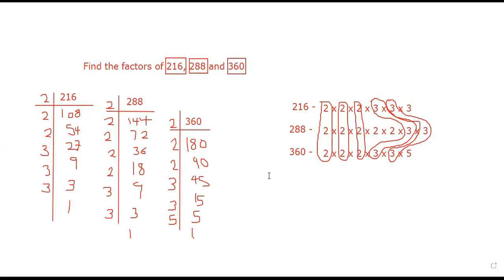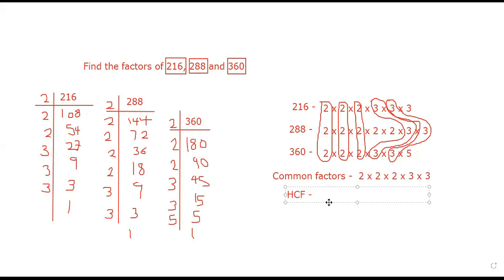So you're going to write them. Common factors. What are the common factors? Common factors are 2 times 2 multiplied by 2 times 3 times 3. Okay, do you see it? Now we are going to have our highest common factor.